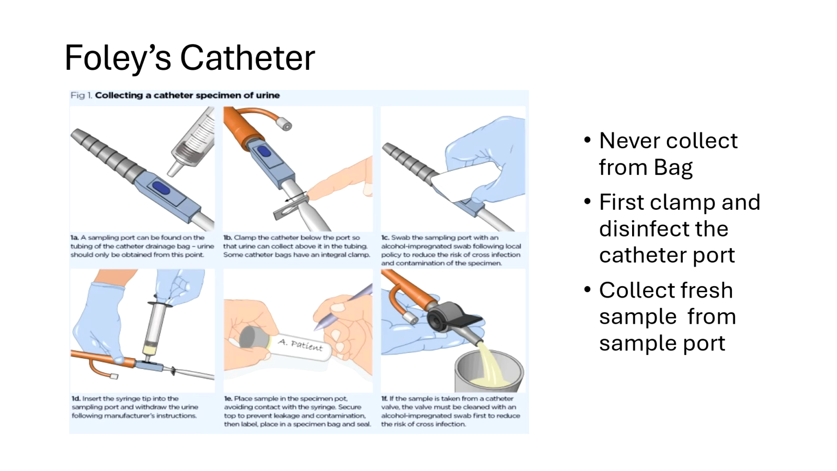In the Foley catheter, whenever you collect the urine sample for culture, first clamp the catheter. We don't want stagnant urine. We want fresh urine collected from the bladder. So after clamping the catheter, clean the exterior of the catheter with a disinfectant, clean the catheter port as mentioned in the figure, and then collect the freshly collected urine sample from the catheter port with the use of a needle and syringe.